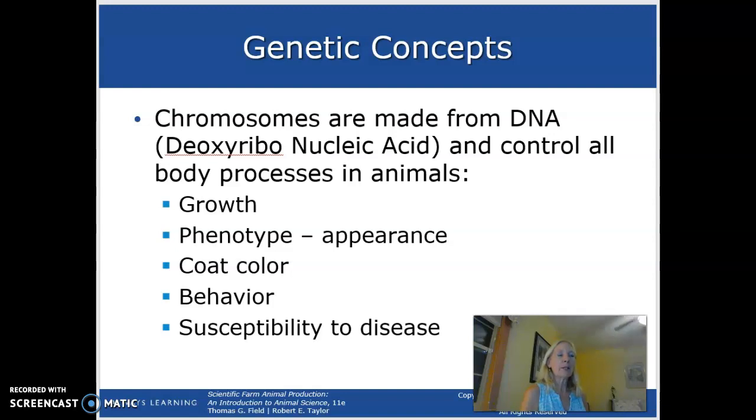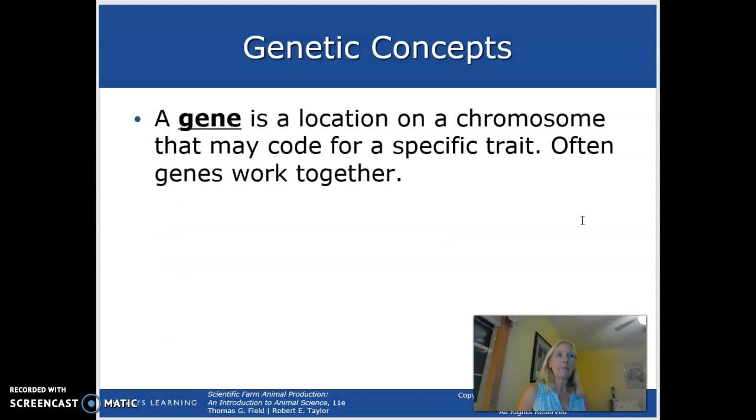Phenotype is the animal's appearance. That is controlled to a certain extent by genetics. Coat color, if you're in the cattle business, you have the Angus cattle have a black coat, Herefords have red, is determined by your genetics, DNA. Behavior, we heard that earlier in another video I showed you, that behavior is a heritable trait, means it can be passed on from one generation to the next, so there is a DNA link there. And of course, susceptibility to some diseases can be controlled by your DNA.